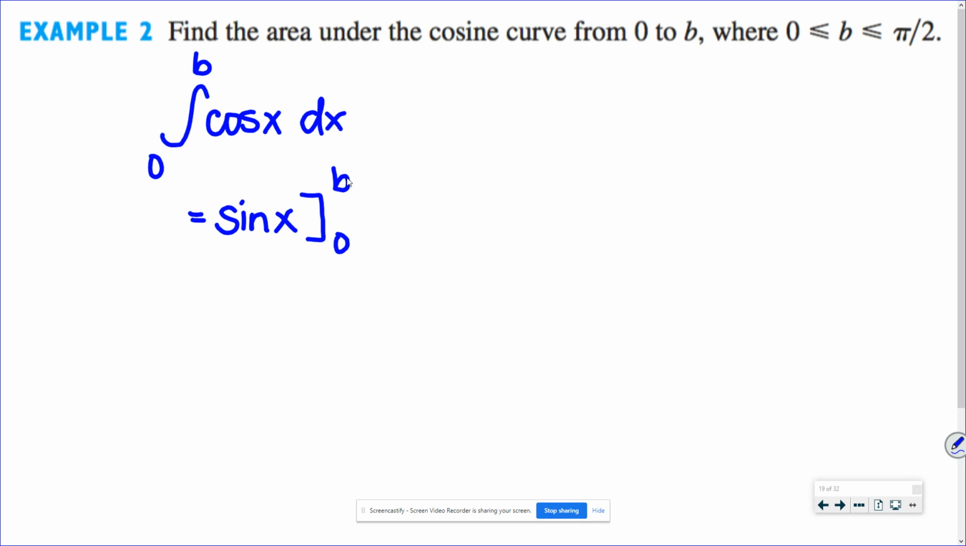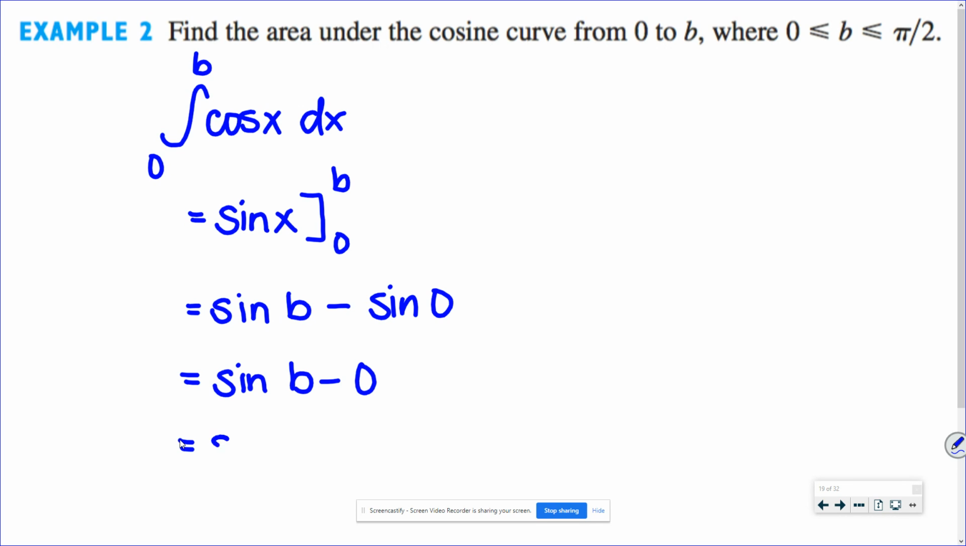Then we will plug in the top number first and the bottom number second. So that would be sine of b minus sine of 0. And then evaluate where you can. Sine of 0 is equal to 0. So if we simplify this all the way down, we end up getting that sine of b would be your solution. Basically, this seems like it was kind of silly to do because you ended up with an equation, not a number. But what that means is if you wanted to find the area under the cosine curve from 0 to, I don't know, pi by 3, you would just plug pi by 3 in right down here and you would have your answer.